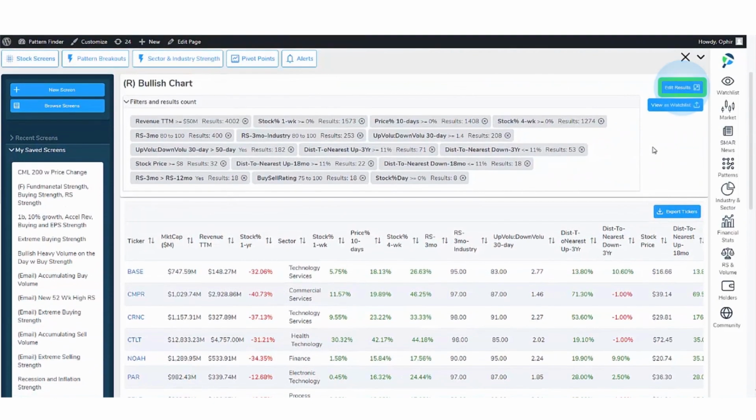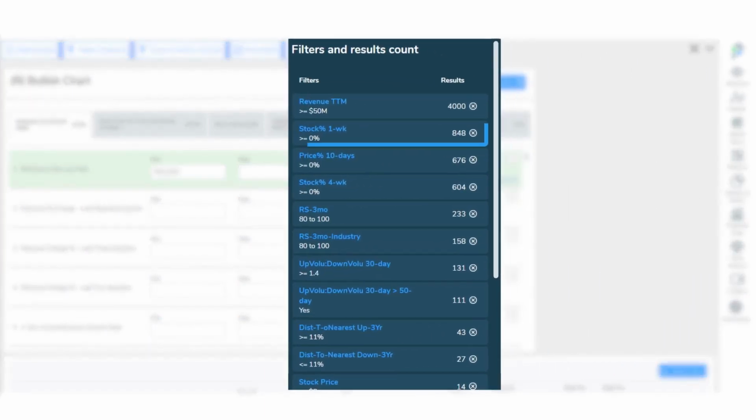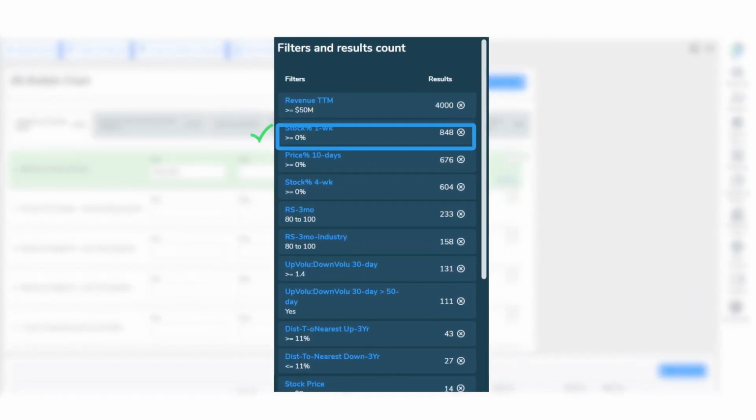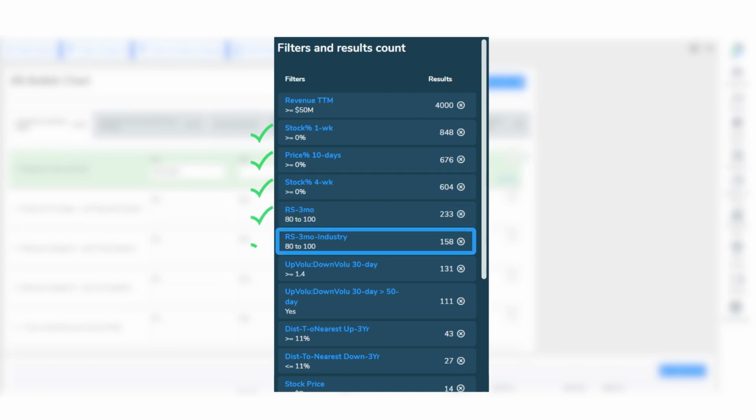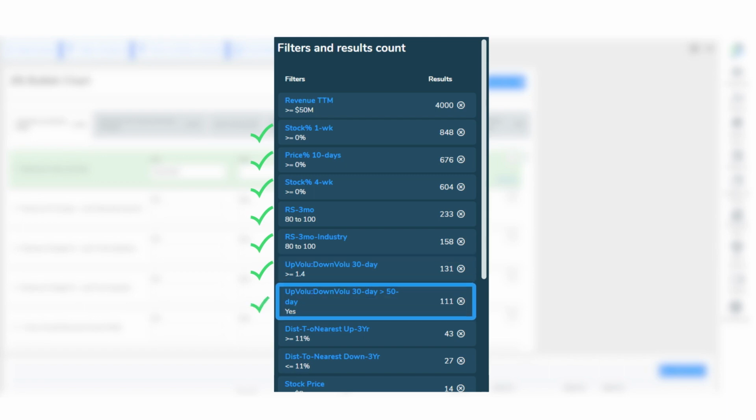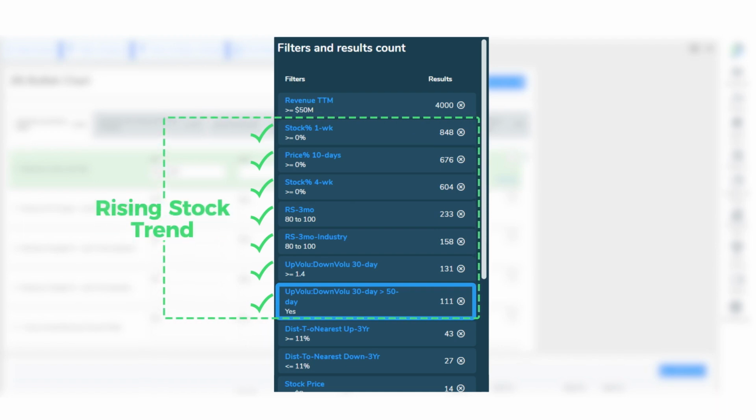We'll click Edit Results, and we'll see stocks that are up over the week, 10 days, and month, relative strength in 3 months in the 80th percentile or higher, relative strength in its industry in the 80th percentile or higher, up volume relative to down volume is at least 40% larger, 1.4x, over 30 days. The up volume to down volume over the last 30 days is greater than the up volume to down volume over the last 50 days. That means we have increasing buying strength.